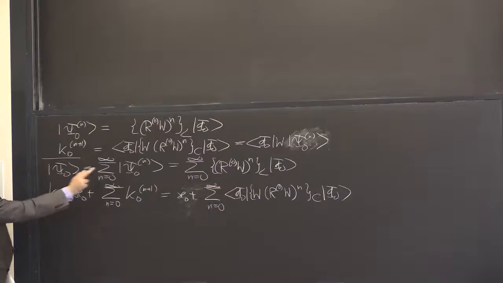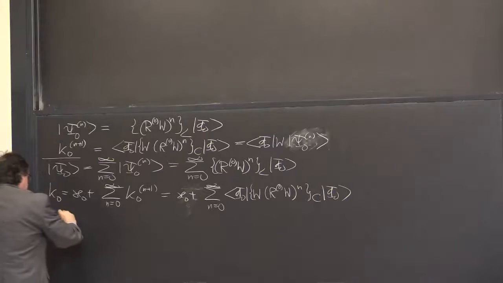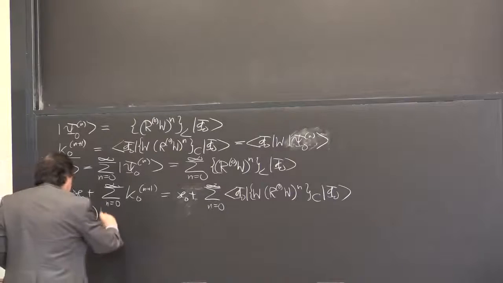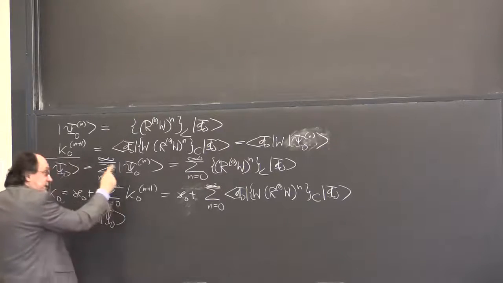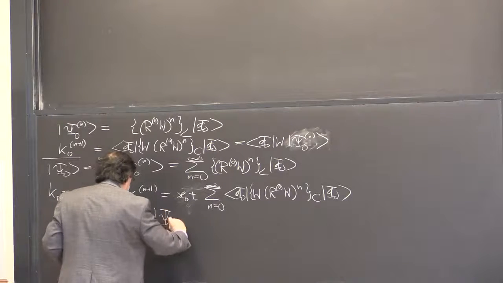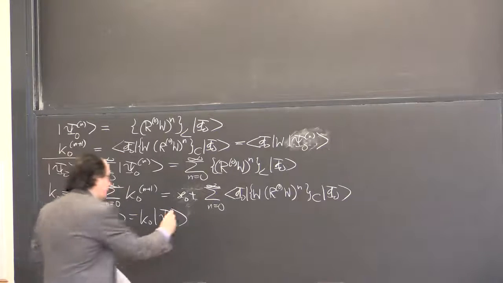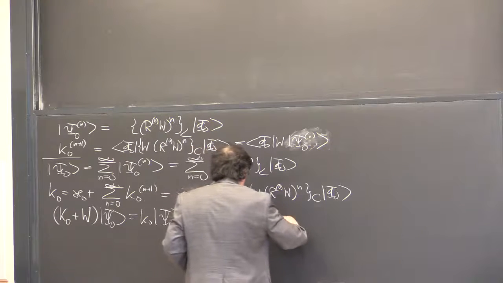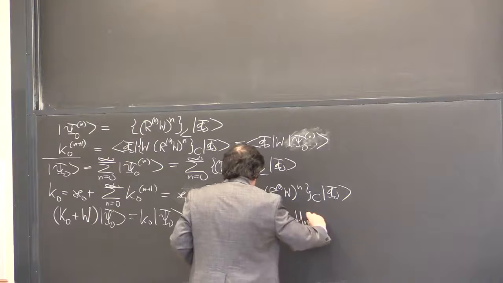this psi 0 defined through link contributions and this K0 defined through connected diagrams satisfy the Schrödinger equation. So (K0 + W) acting on psi 0 defined in this way equals K0 psi 0. This is what we want to prove. We will prove this. Okay?